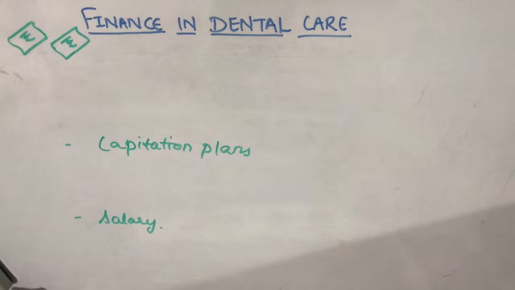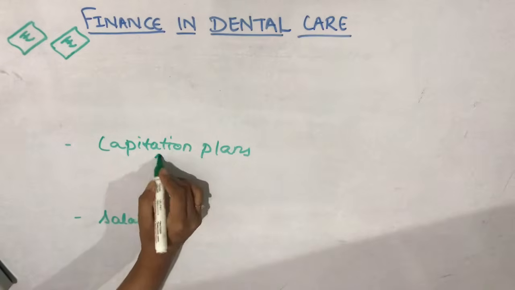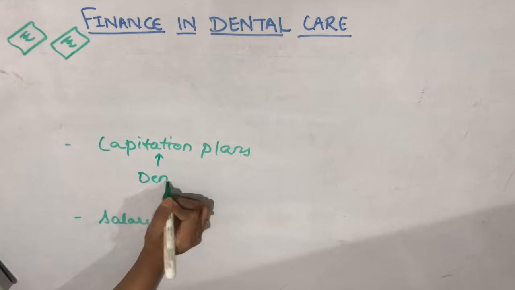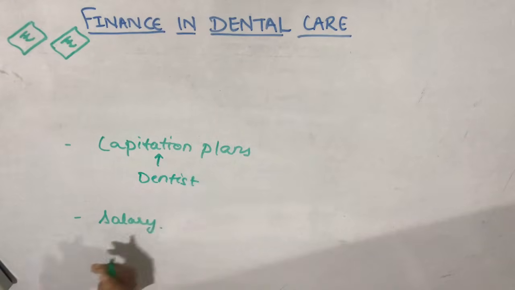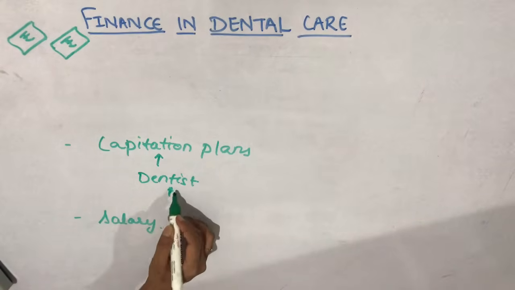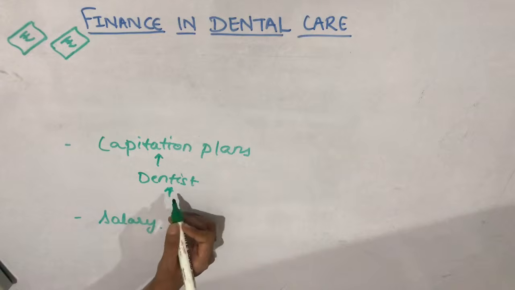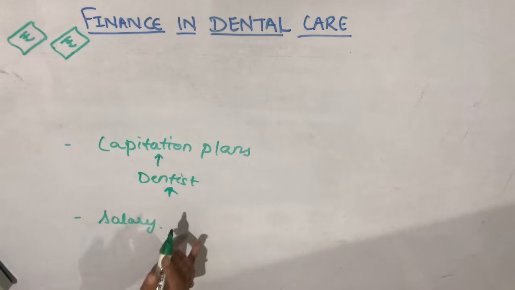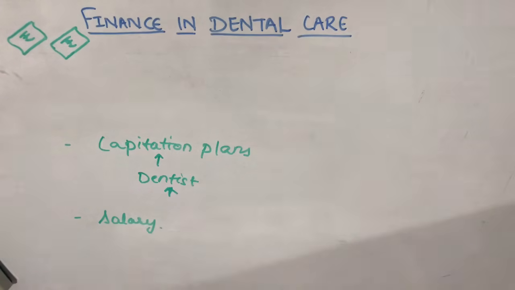Now the next one is the capitation plan. Basically in this capitation plan, the dentist gets an established or negotiated sum on a monthly or yearly basis for each eligible patient, and the money is paid regardless of whether the patients utilize care or not. So basically the dentists get a fixed amount monthly or yearly, irrespective of whether the patient is getting the treatment done or not. That is nothing but the capitation plan.